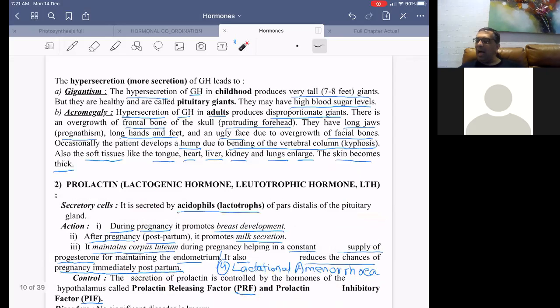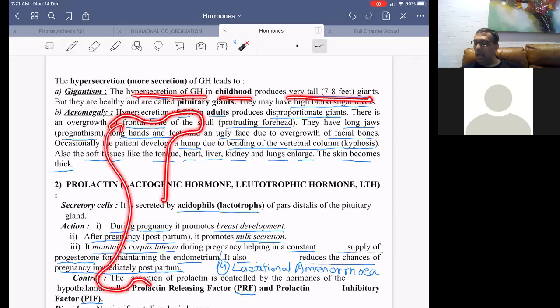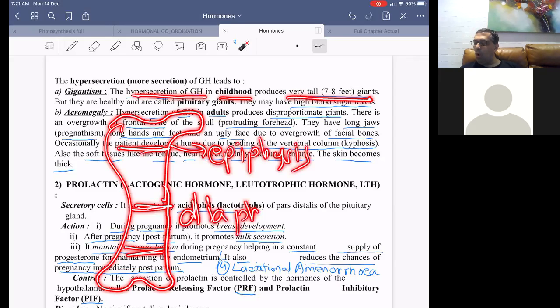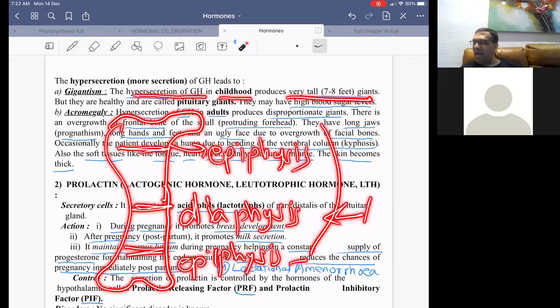And then we have hypersecretion of growth hormone. Hypersecretion of growth hormone in childhood produces very tall, 7 to 8 feet giants. So growth hormone is high from childhood. What will happen to the bones? In the bones, excessive growth hormone acts on the epiphysis and diaphysis, and too much growth hormone acts on them.